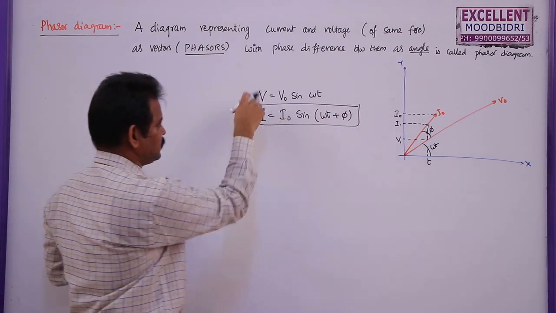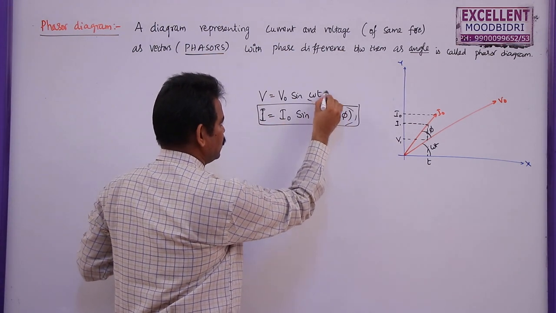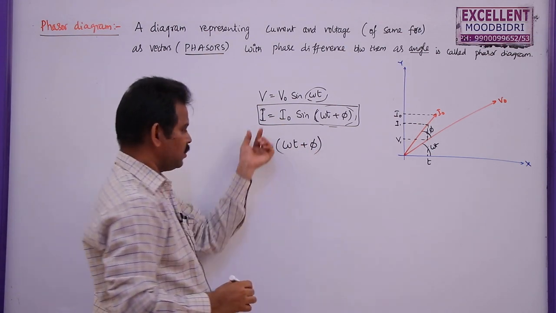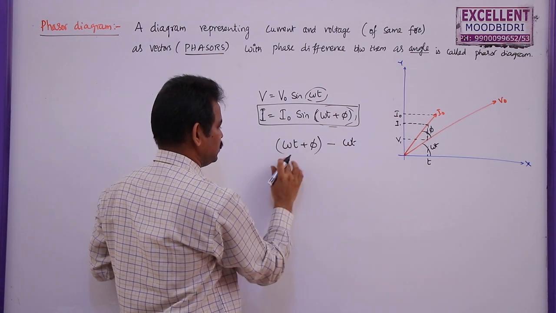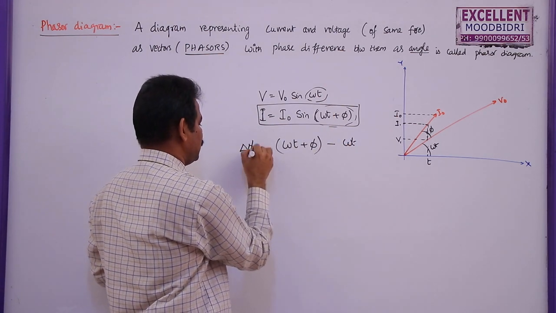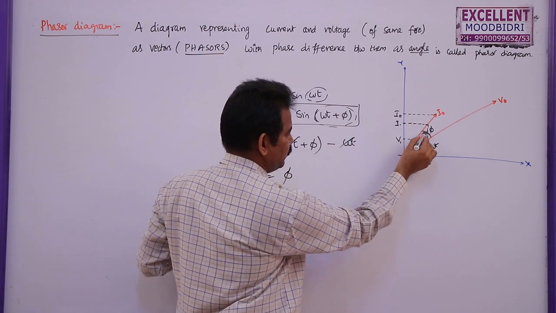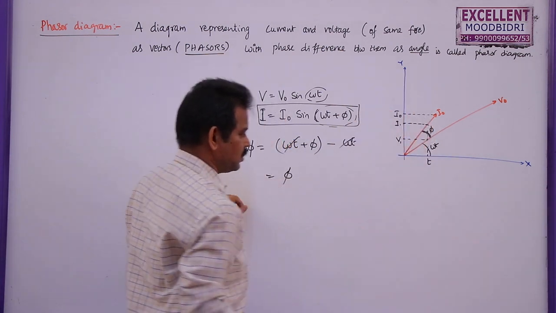So what is the phase angle between these two? The phase angle means I need to take only these two, which is nothing but omega t plus phi, the phase angle for current, minus the phase angle for voltage, which is omega t. This is called phase difference, generally delta phi. You can cancel these two, which is equal to phi. So that is the angle between the two quantities, voltage and current.